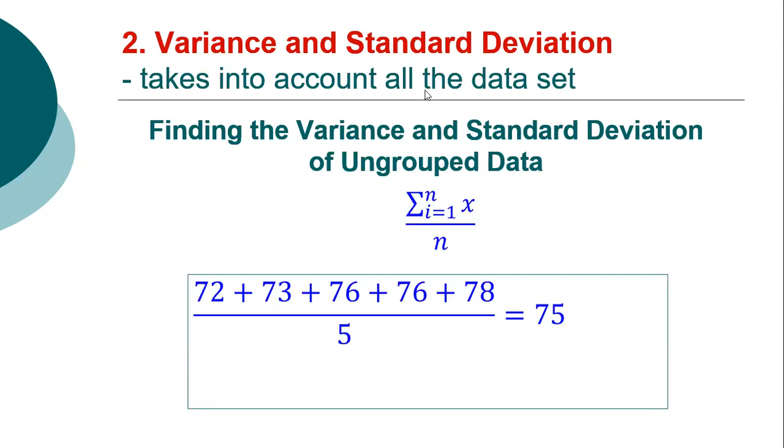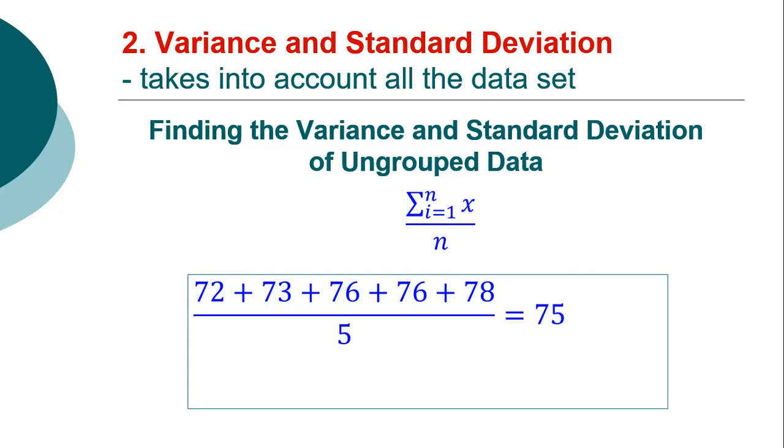So, it contains a formula. Itong dalawa, variance and standard deviation. The difference between the two, ito yung formula ng variance. Kapag kinuha mo yung square root, nagiging standard deviation siya. Again, kapag ganito lang yung formula, that is variance. But pag kinuha mo na yung square root niyan, that becomes standard deviation. Okay.